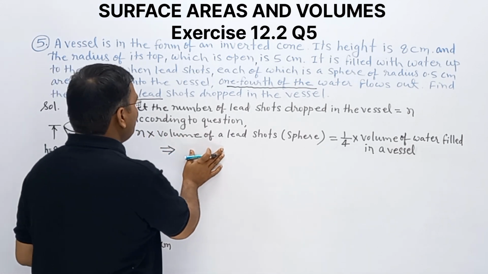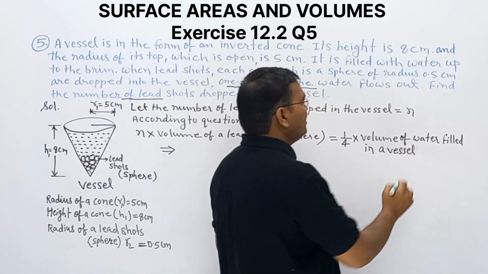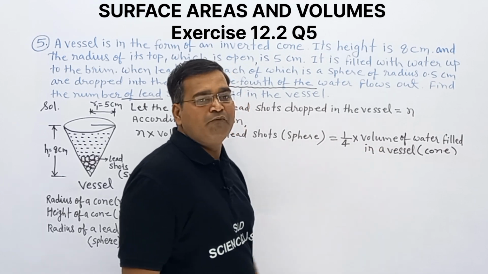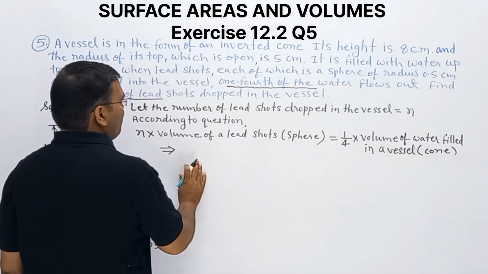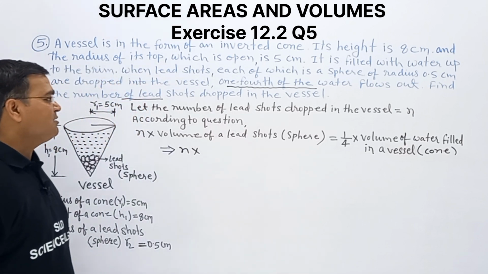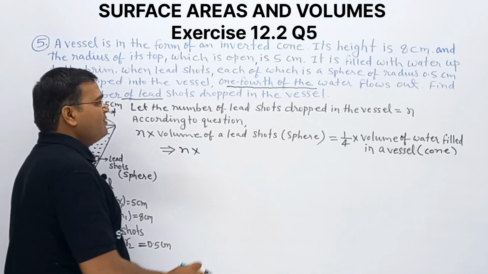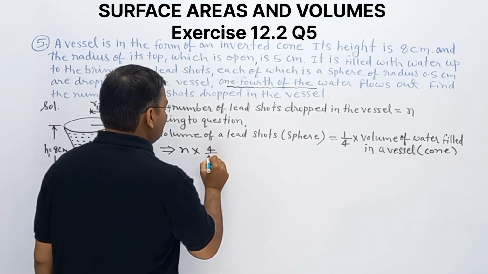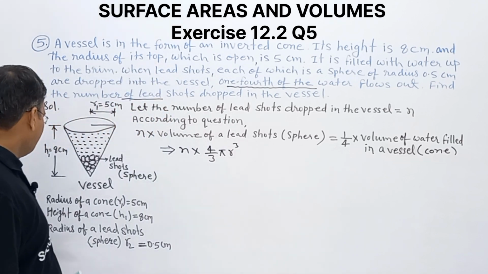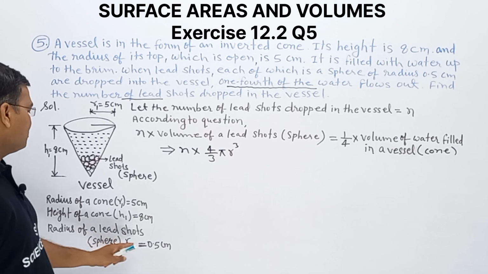We know well the formulas of the volume of a sphere and the volume of a vessel, and the vessel is in the shape of a cone. So we require the sphere volume and cone volume formulas. Put the formulas in. The volume of a lead source, and these lead sources are in the shape of a sphere. So the volume of a sphere is 4 upon 3 pi r cube.